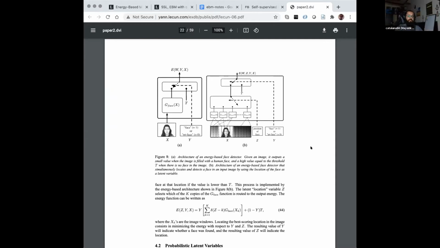It's locating the best scoring location in the image. So it's kind of like where the face was found, and the resulting value of z will indicate the location of that particular pixel. So yeah, it's a bit different, but yeah.